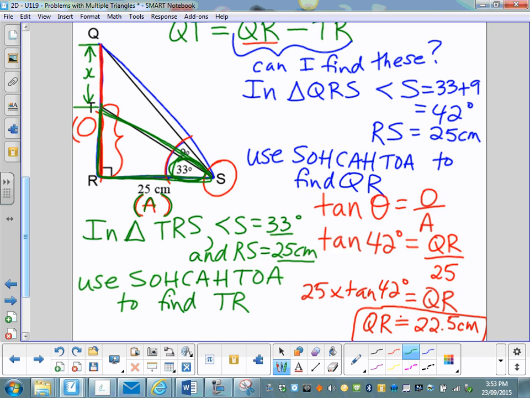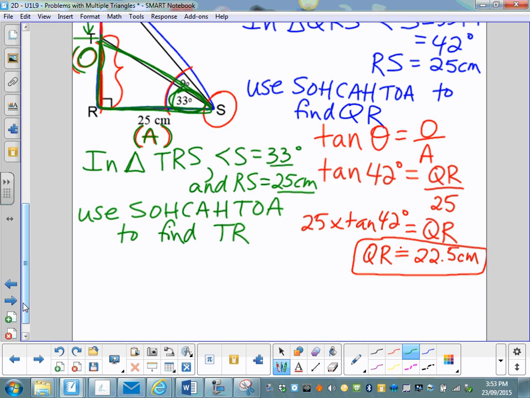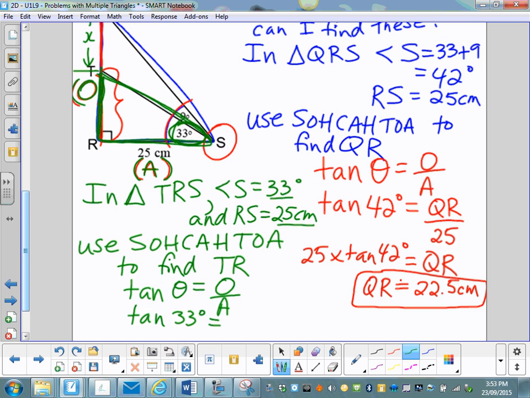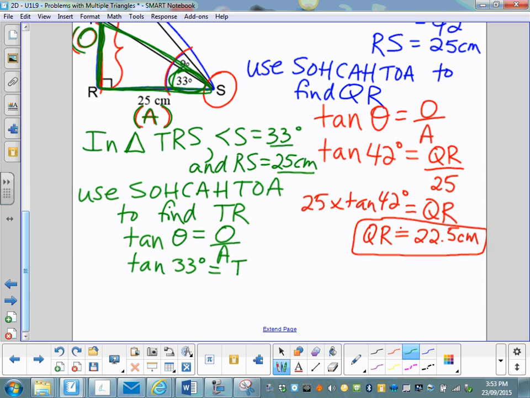So the 25 is adjacent. The side we're trying to find is TR, that's opposite. So we're going to use tan again in this situation. Tan theta is opposite over adjacent. When we plug things in, it's going to be tan 33 equals, the opposite side is TR, we don't know that yet, we're trying to find that, and the adjacent side is 25.